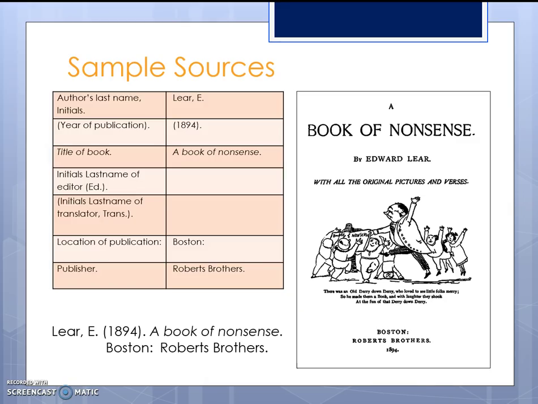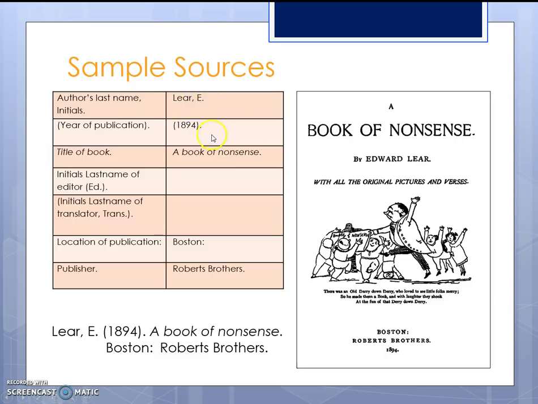Now, let's take a quick look at this page. This is actually the title page of a book. And here, I have translated that into a citation. Now remember, we want the author's last name. That's the very first thing we want. Here we have Edward Lear as the author. That translates into Lear, E period.